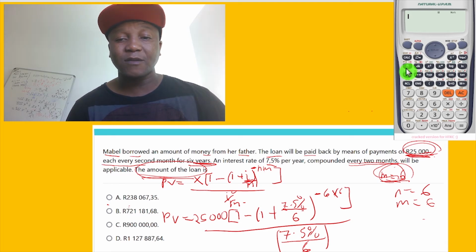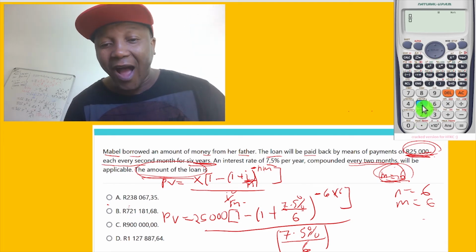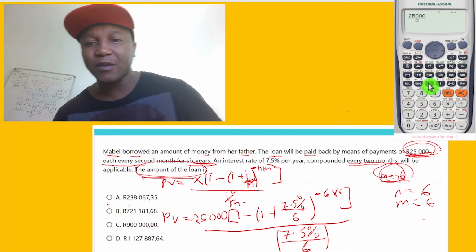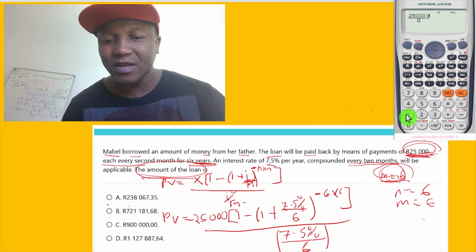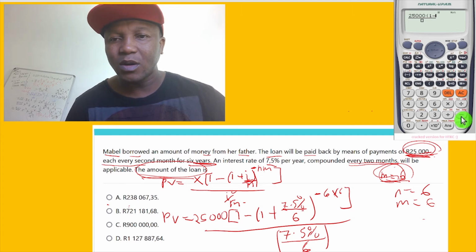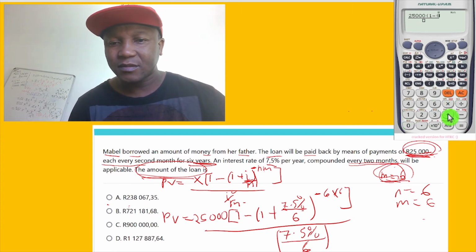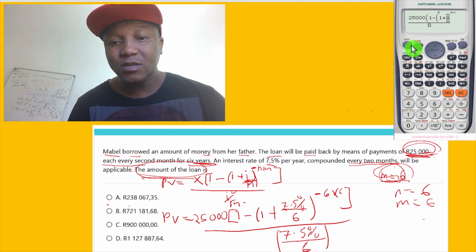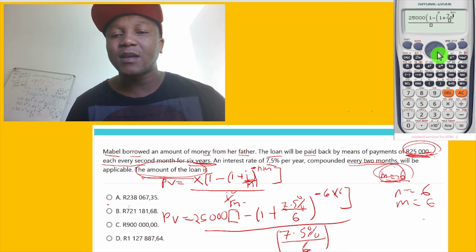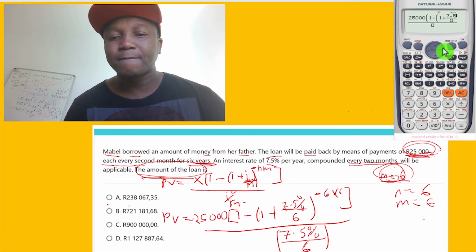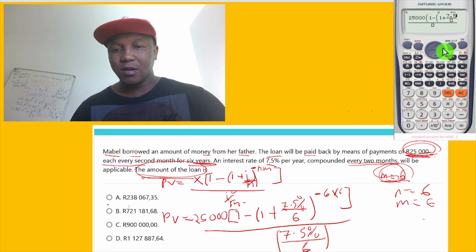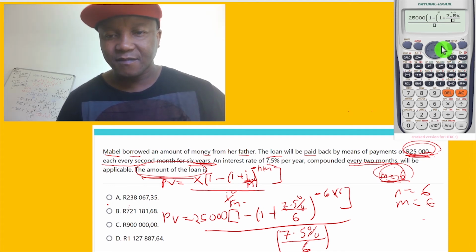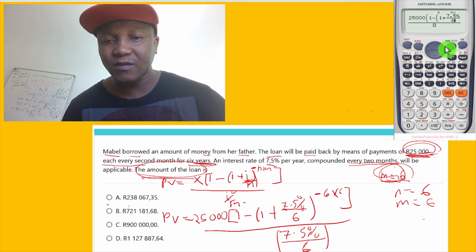So we go to the fraction and say 5,000 on top. Then open a bracket, 1 minus another bracket, and then 1 plus the fraction 7.5 over 6. My calculator can be very slow. Okay, over 6.